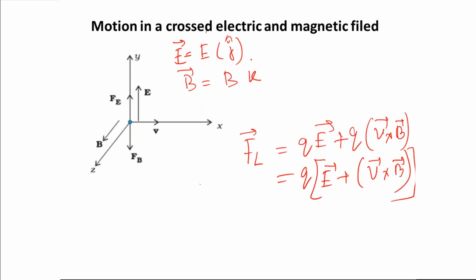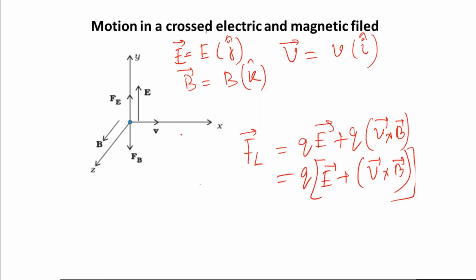Now, what will be the force if the charged particle is moving along? Say the velocity v is along the x direction. That means the velocity is perpendicular to both the electric and magnetic field. This is along the x direction, i cap, and all three are mutually perpendicular to each other. Now in this case, what will be the force?